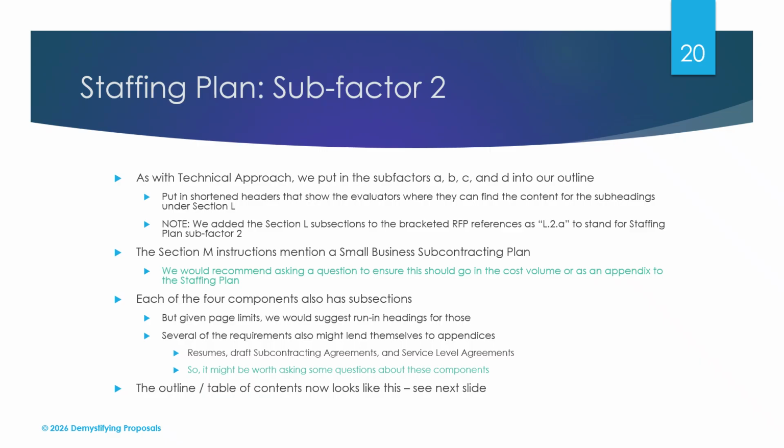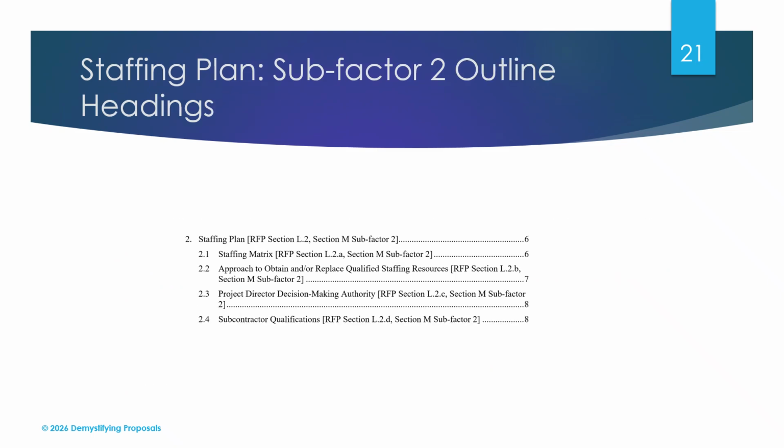So now, subfactor 2, here's what the outline or the table of contents would look like. Subfactor 2 is the heading number 2. You always want those things to align with L and M to the best you can. And since it's the second requirement in L and the second subfactor in M, having it be the second section, number 2, that's all good. Again, you want to make things as easy for the evaluators to figure out where you're answering their requirements, and numbering things the same is a very good thing.